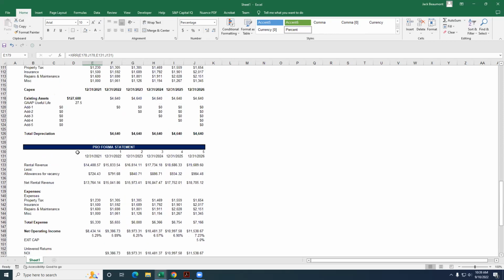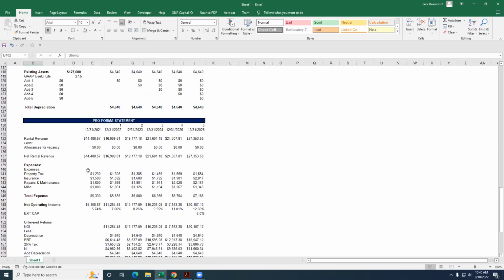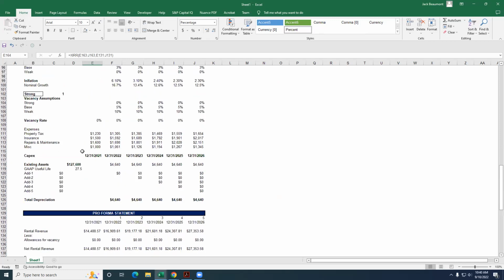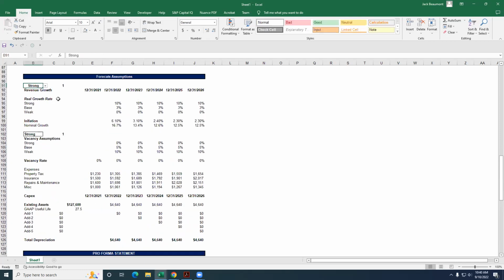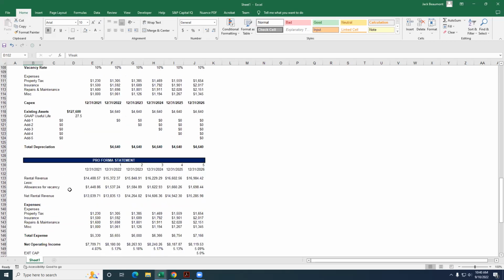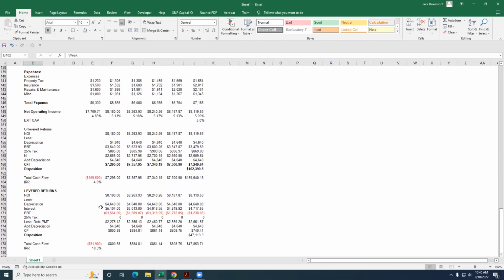Now, since we made this dynamic, I'm going to show you how you can do this. If this is strong, this is strong. Now look at our returns, 60%, 25%. So see how building in things like this can sensitize your financial model without you having to do a whole lot. So if I went to weak here, I didn't have to do a whole lot. It flowed through. See, that made a huge impact on our returns.